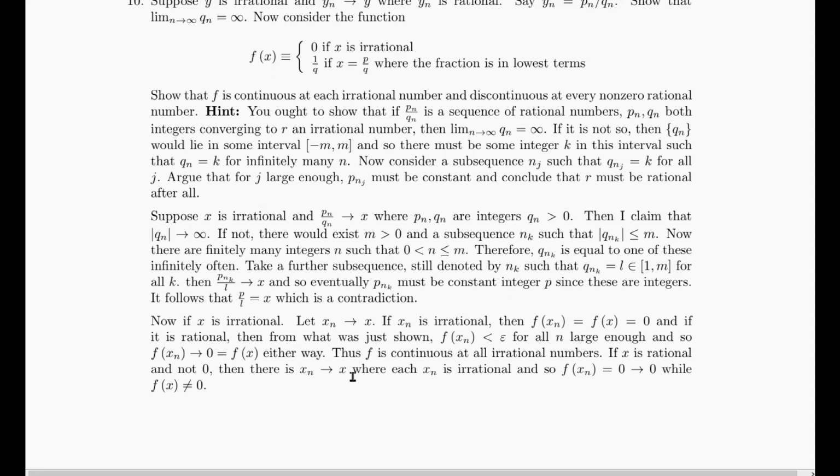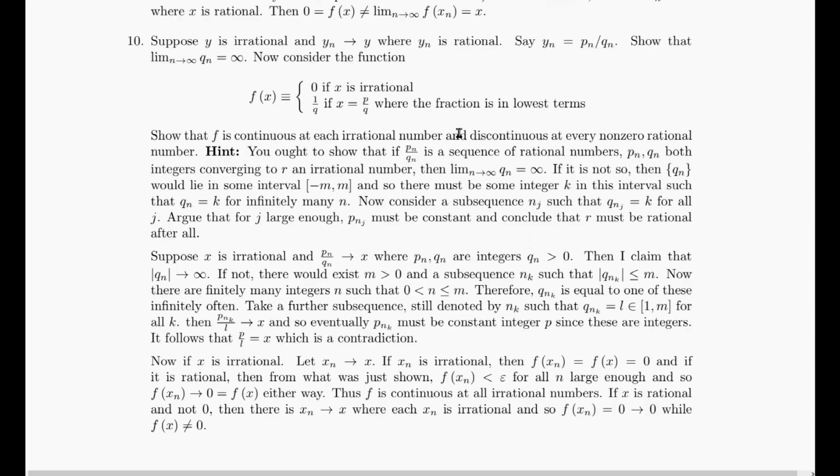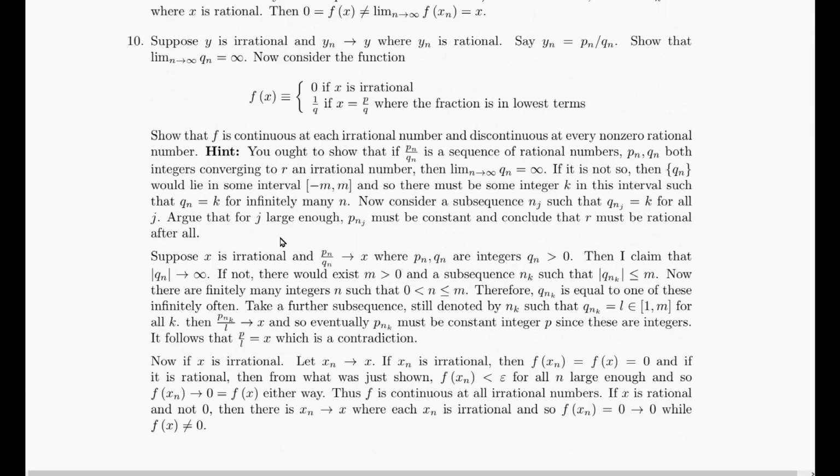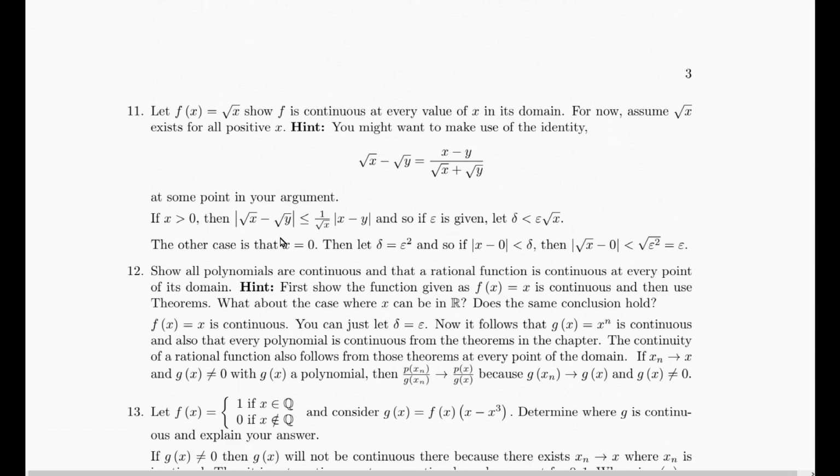If x is a rational number not equal to 0, then f of x is not 0, and so I can look at a sequence of irrational numbers that converges to x. All right, and f of x sub n is 0, and that would converge to 0, but f of x is not 0. So you see, it fails to be continuous at every non-zero rational number, and it is continuous at every irrational number. What a strange function. Now, I believe it was Dirichlet that came up with this function, but I'm not sure. I have seen it called the Dirichlet function, and it is the sort of thing he would come up with, so it probably is due to him.